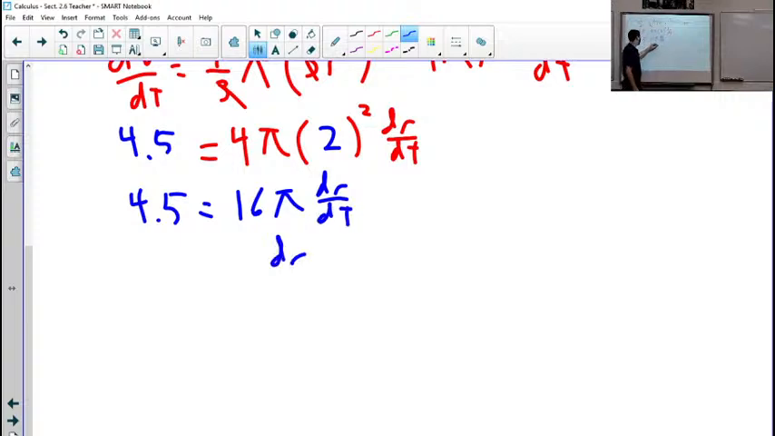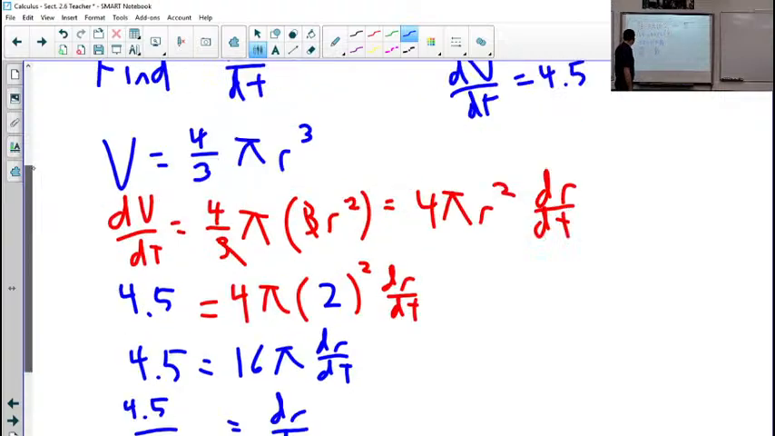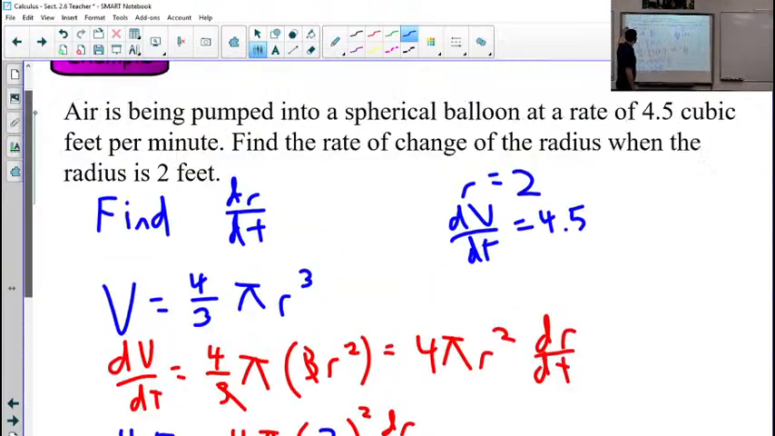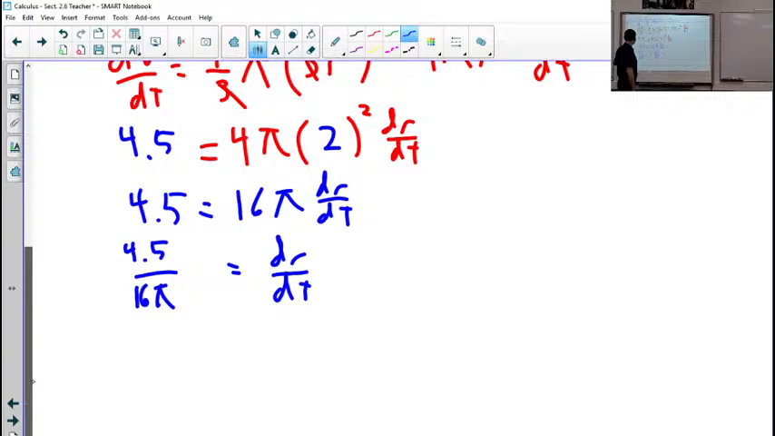So dr dt is 4.5 over 16 pi. And what were our units here? We're double checking our units. It was cubic feet per minute, and so dr dt is going to be in feet per minute.